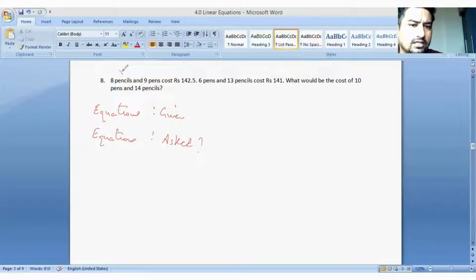Let's say number of pencils is X and number of pens is Y. Classical question of linear equations, right? 8 pencils plus 9 pens cost rupees this. 6 pens plus 13 pencils cost rupees this. What would be the cost of 10 pens and 14 pencils?